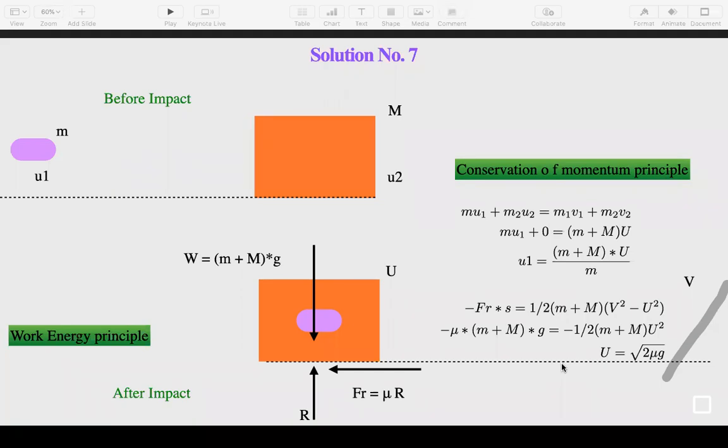So if you understood this theorem, you can solve any type of problem in which the momentum or the impact is there, or a change in momentum is there. Such types of problems are related to the impulse. So remember this type of phenomena.